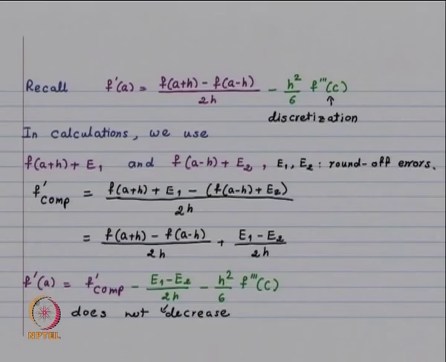Substituting here, you have f dash a is equal to f dash computed minus e1 minus e2 by 2h minus this. Now, e1 and e2 are round off errors. There is no reason why they should cancel. They will increase, and you are dividing by a small number. So, this term does not decrease. This is going to tend to 0. So, this is the difficulty one faces. When you reduce h up to a certain stage, you will get better and better approximation, but after a certain stage, even if you reduce your h, instead of getting a better approximation, you will get a worse approximation.